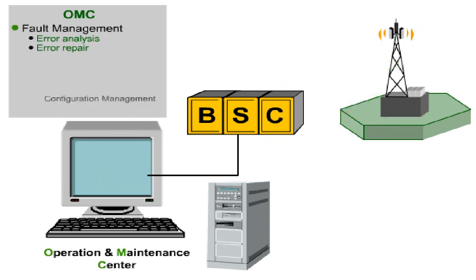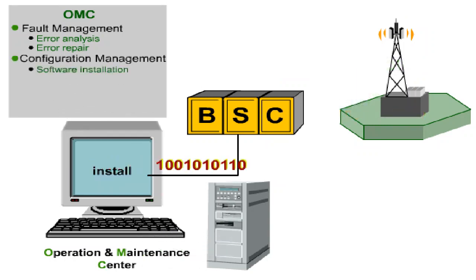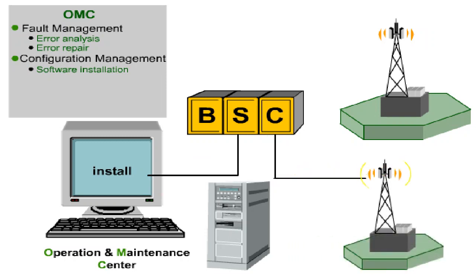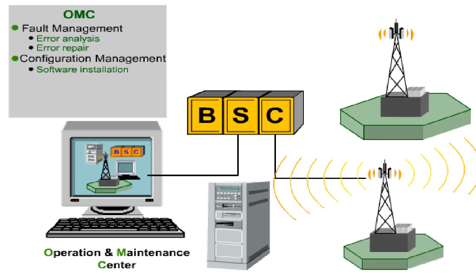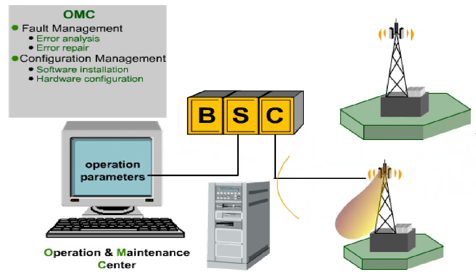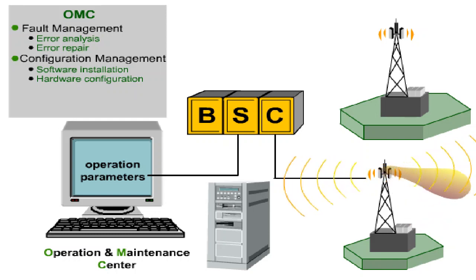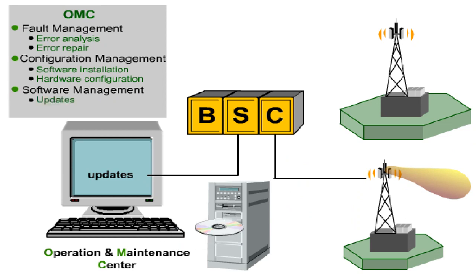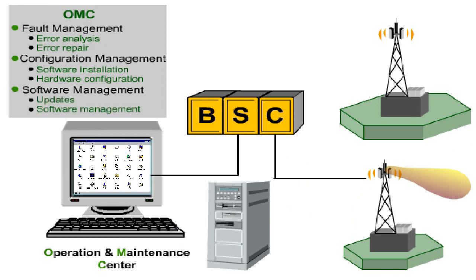The Configuration Management function installs the software when new BSS network elements are implemented, manages hardware inventory lists, and changes operation parameters, for example, for radio frequencies of a BTS. The Software Management System feeds in new software, or updates and manages the software inventory lists.